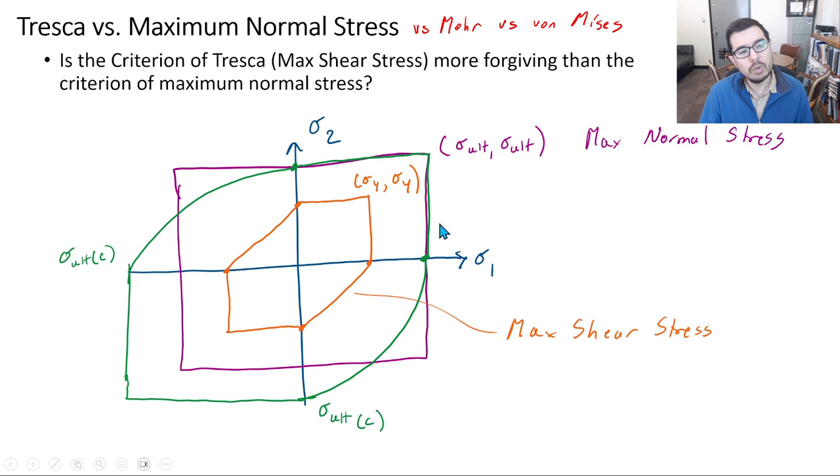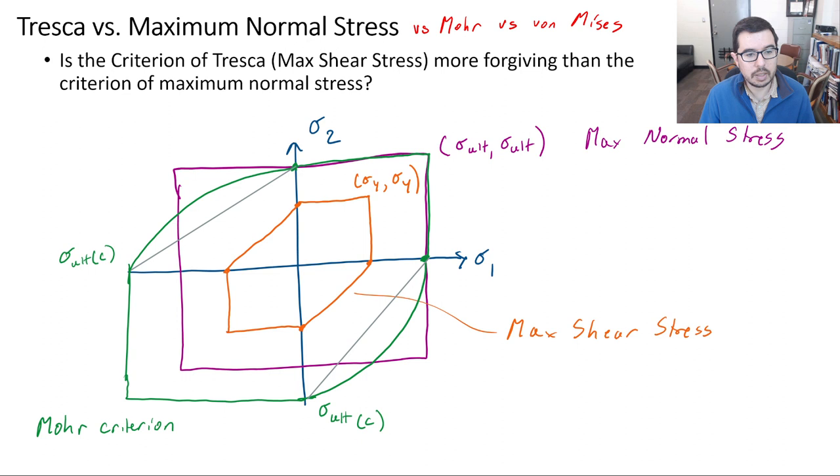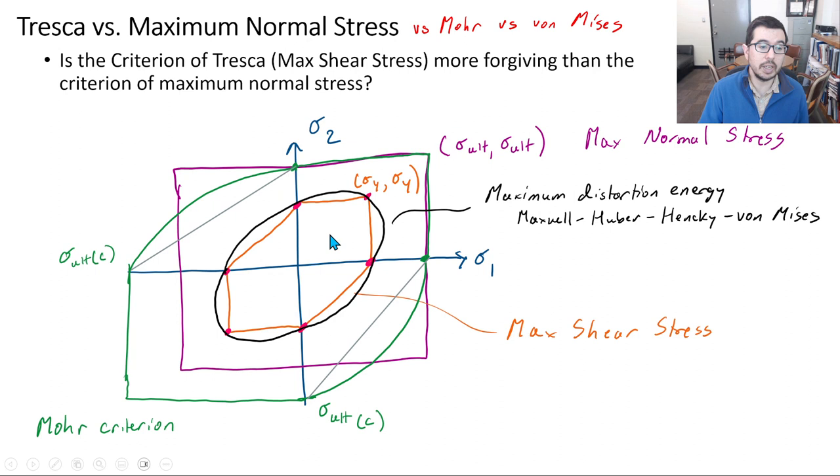What about von Mises? Where does von Mises go on this? Okay, well, this is Moore, sorry. And a little bit more, right? Because then we also have this linear approximation that we use here. Okay, are we ready? Here we go. So now for von Mises, we put those pink little points down and we can draw our ellipse around here. And we can say that the maximum distortion energy is a little bit more forgiving, and gives us a little bit more space to operate than the maximum shear stress theory.